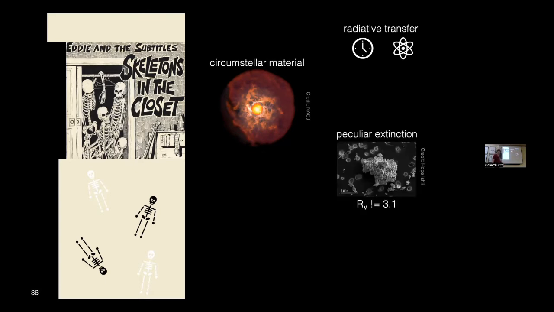We may have to deal with peculiar extinction. We are fitting for the color excess, but if we have to deal with non-standard dust with R_V values different from the canonical 3.1, it becomes difficult. Of course, you can also include R_V as an additional parameter in the fitting, but at some point you have so many parameters that it's hard to really constrain them.